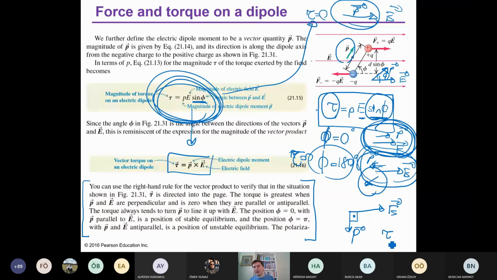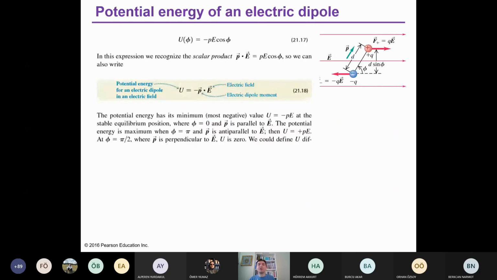Then it will try to align the electric dipole along the electric field. So these are the different conditions depending on the angle between the electric dipole moment and the electric field. Now let me continue with the potential energy.